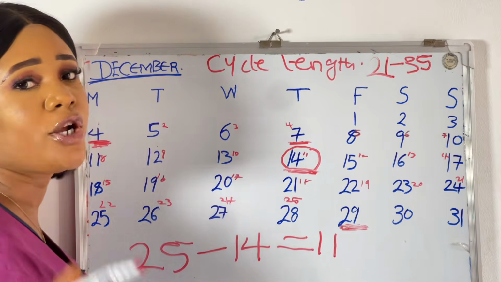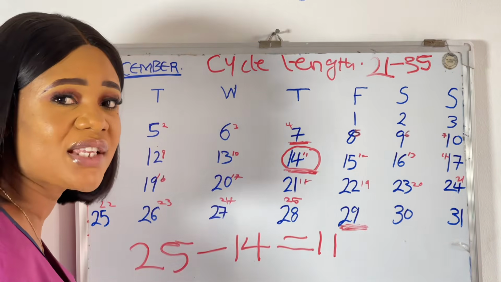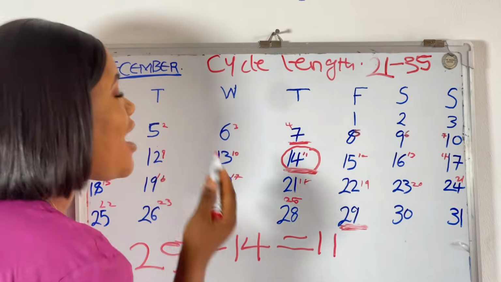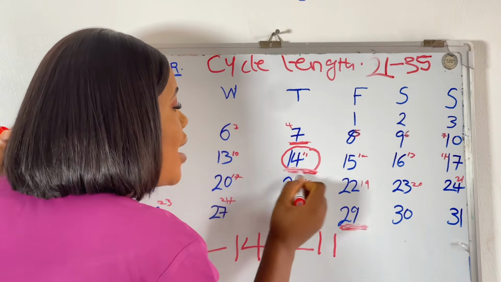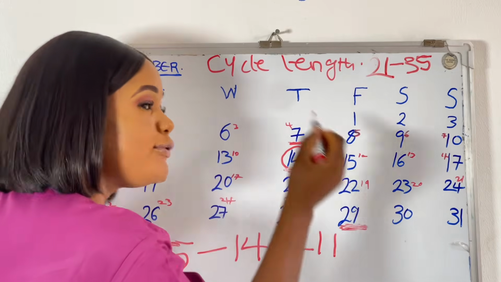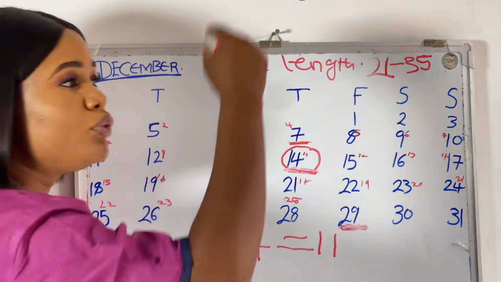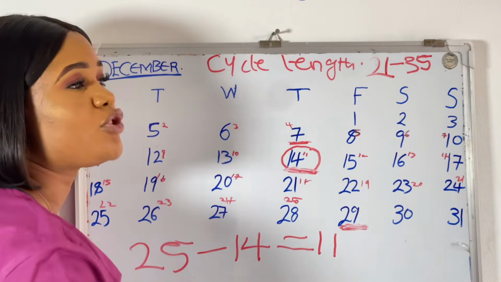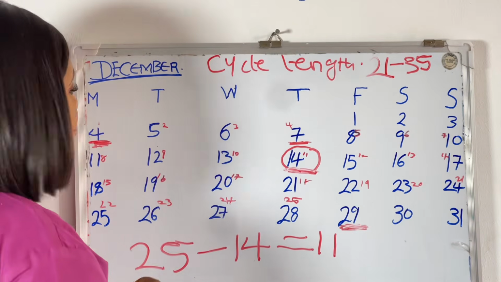For those of you who are trying to conceive, if you have a 26-day cycle length, you subtract 14 days from that 26. So start having intercourse from the day you are ovulating, or even days before the day of ovulation, and even a few days after it.